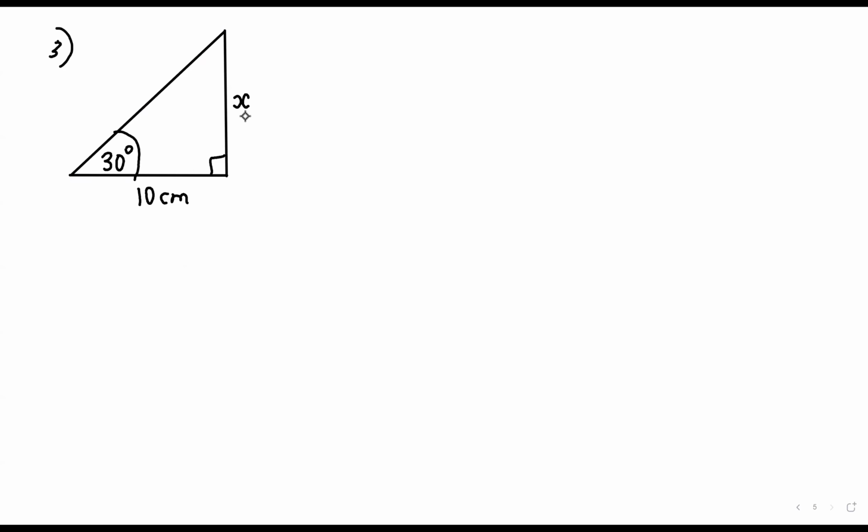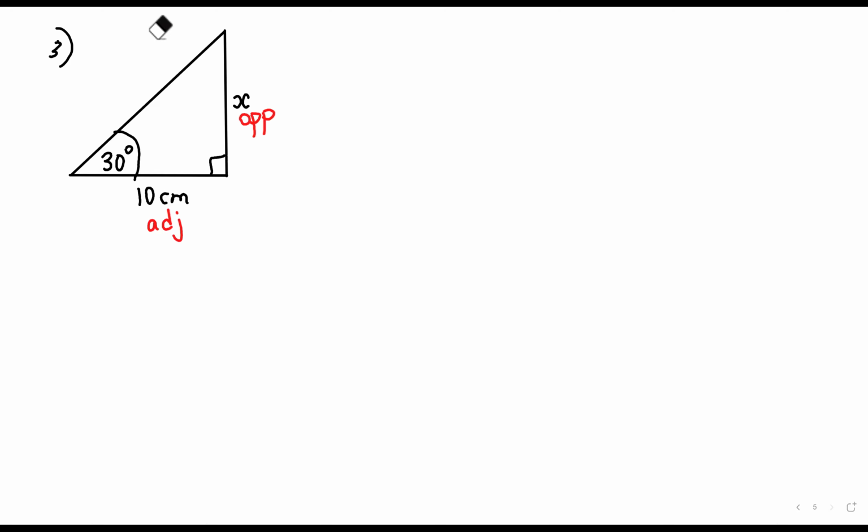Which side is marked X? What side of the triangle is X, guys? The opposite. Good. And the side that's marked 10 is what side? Hypotenuse. Are you all sure? The side with 10? Adjacent. The adjacent. Yeah. The hypotenuse would have been this side here, because that would be opposite the right angle, right? So we have the opposite and the adjacent.